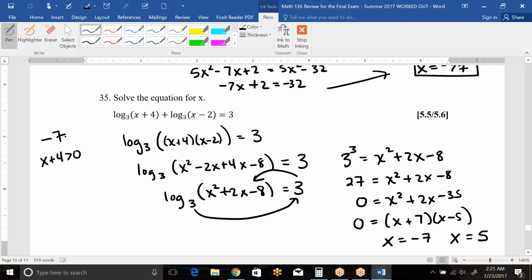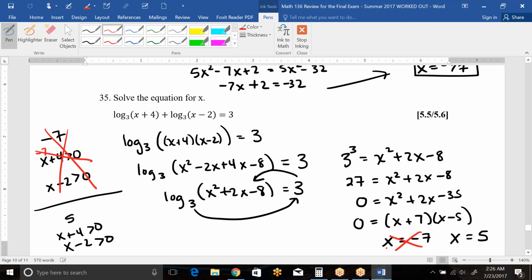So I'm going to do a check for negative 7, and then I'll do one for 5. Just grabbing those arguments to check to make sure they stay greater than 0. The first one fails right here. Negative 7 plus 4 is not greater than 0, so this one's out completely. 5 plus 4 is definitely greater than 0. 5 minus 2 is also greater than 0, so positive 5 is the only solution.